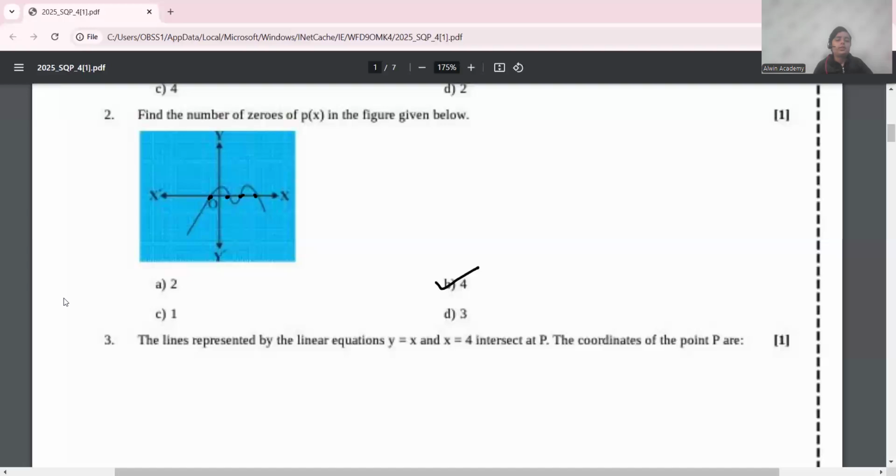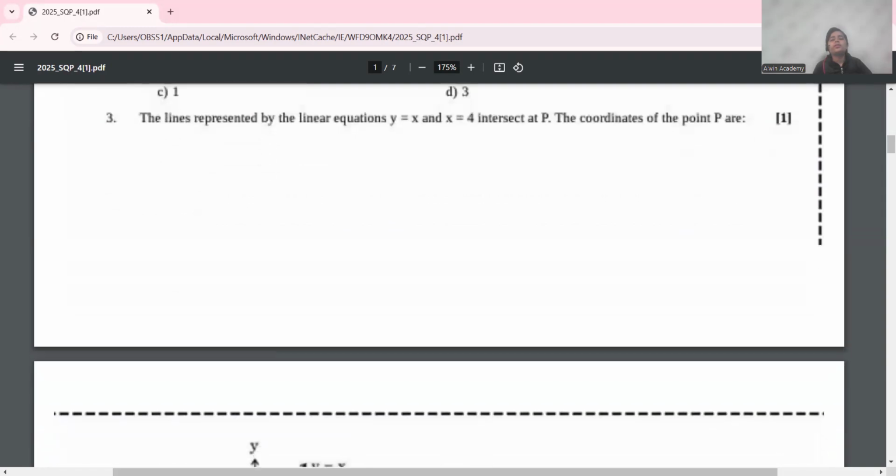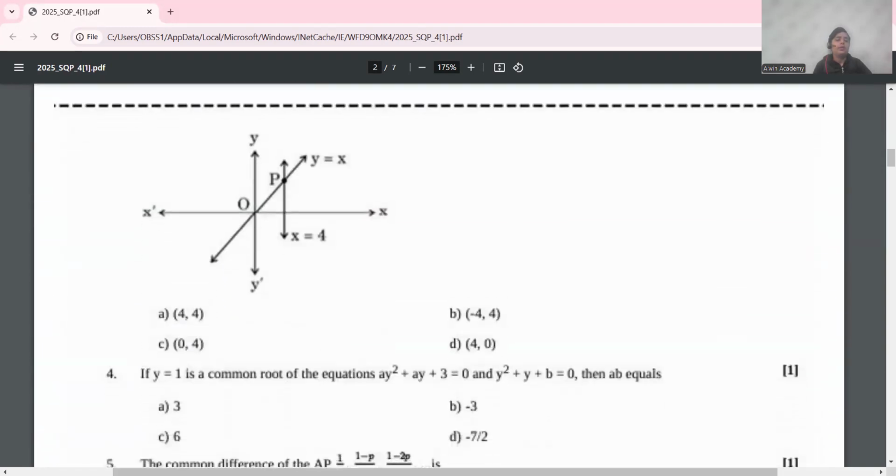Moving to the next question, the lines represented by the linear equation y equals x and x equals 4 intersect at P. Coordinates of point P are. Here we have this particular graph that visualizes the situation. I have to tell the coordinates of this particular point. Now herein, from the first equation which says x equals 4, I can say that any point on this particular equation has x coordinate 4 only. So P's x coordinate is 4. Now from this equation, I can say any point on this line has y coordinate equal to x coordinate. So y coordinate also becomes 4. Answer is option number A, 4 comma 4. Going to the next question.